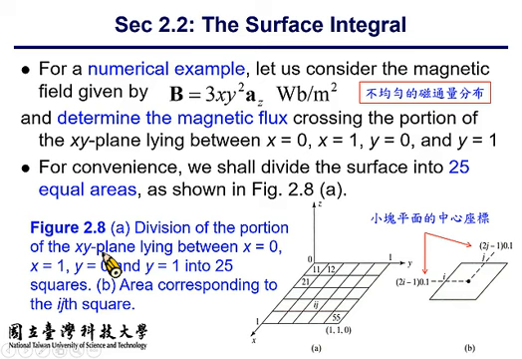However, the magnetic flux density passing through this region is different, because B equals 3 times x times y squared, and it's pointing in the positive z direction. So the magnetic flux density B is a function of position x and y. You need to substitute the x coordinate and y coordinate to compute the magnetic flux density at the individual facet.